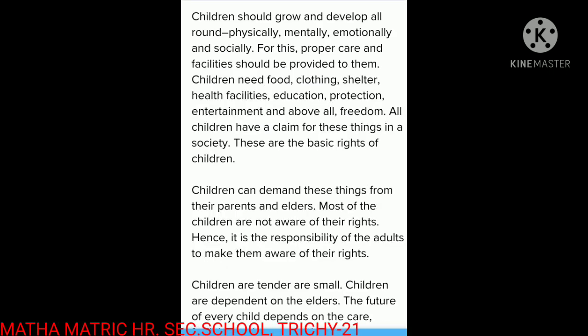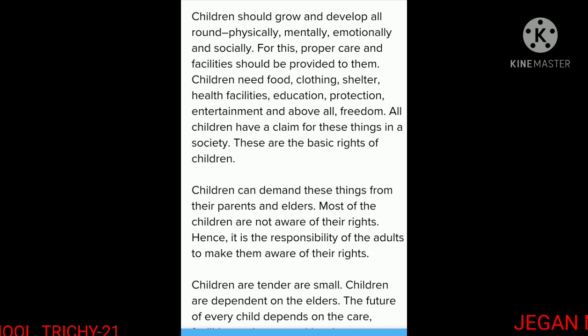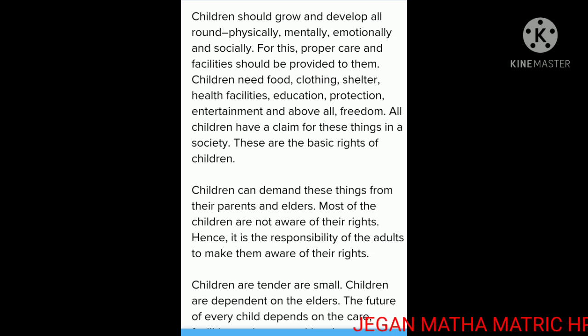Children should grow and develop all round, physically, mentally, emotionally, and socially. For this, proper care and facilities should be provided to them. Children need food, clothing, shelter, health facilities, education, protection, entertainment, and above all, freedom. All children have a claim for these things in a society. These are the basic rights of children.